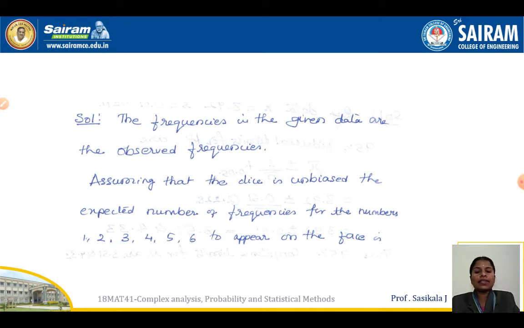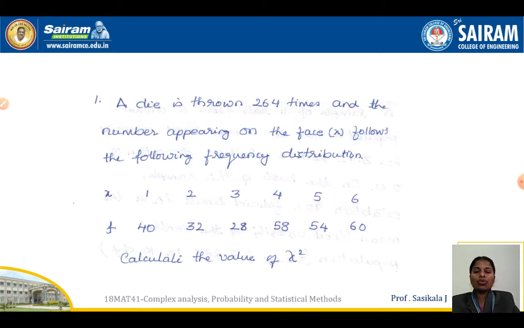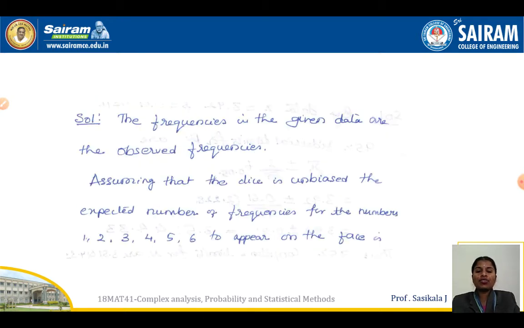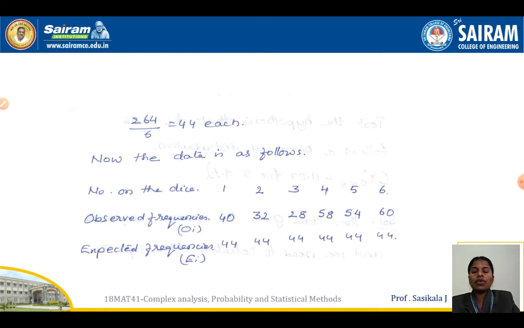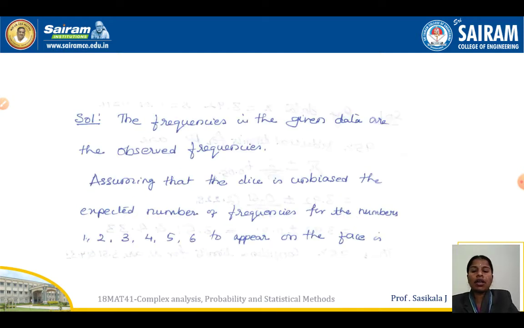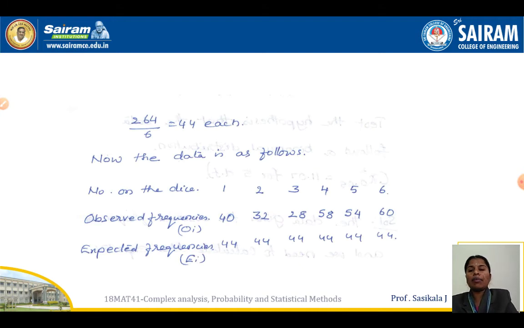Assume that the dice is unbiased. The expected number of frequencies for the numbers 1, 2, 3, 4, 5 and 6 to appear on the faces is the total number of times, 264, divided by 6, since we have 6 faces, which is equal to 44 each. So, on average, the expected frequency is 44 for each face of the dice.